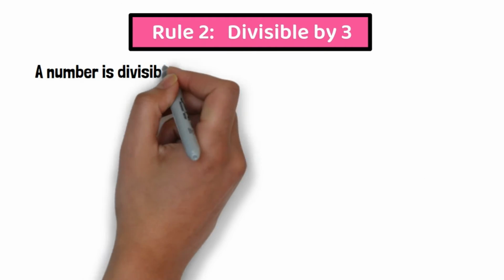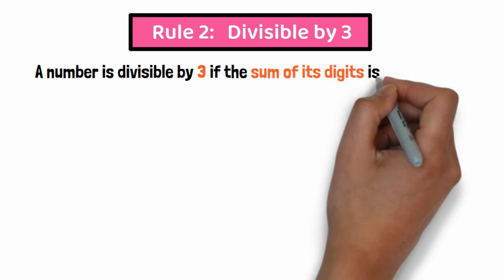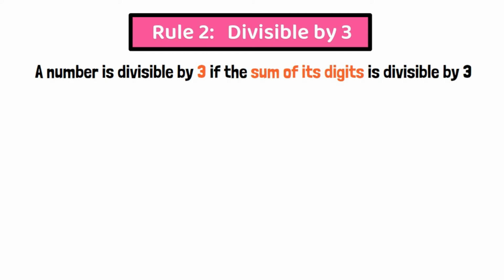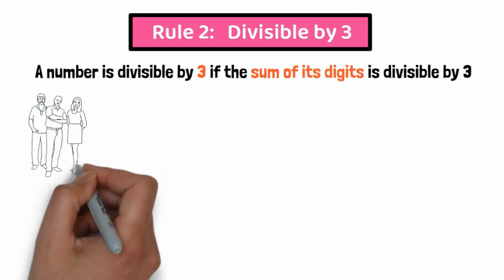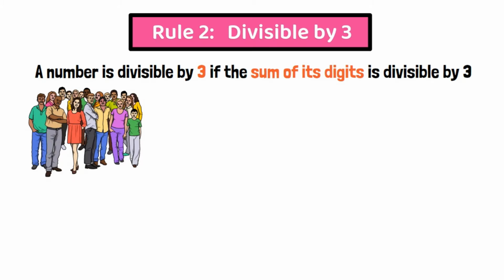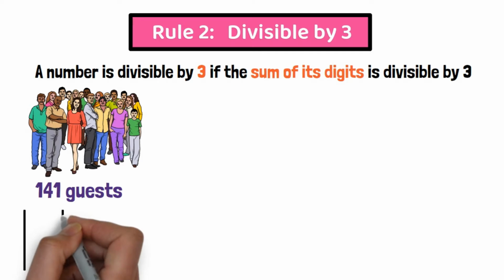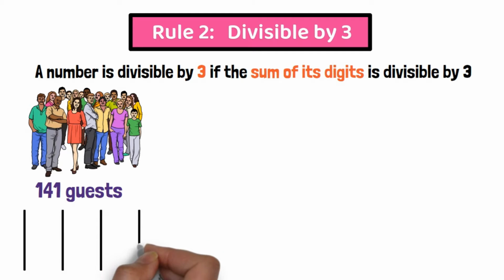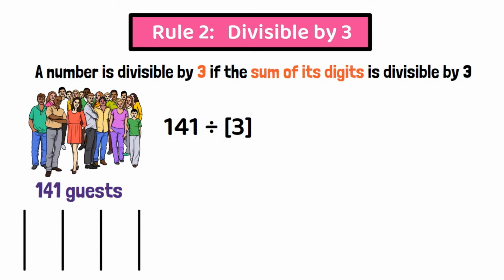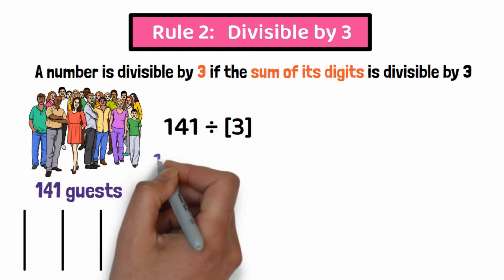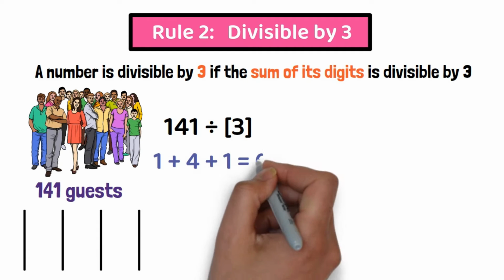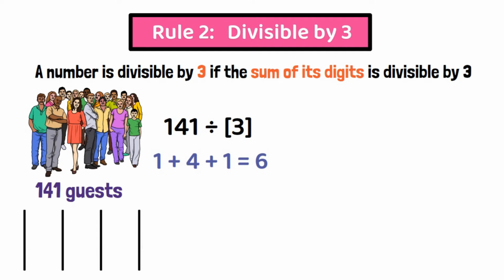Divisible by 3. A number is divisible by 3 if the sum of its digits is divisible by 3 and there are no remainders. Let's go back to my previous question. I'm having a party with 141 guests and I need to divide my guests into 3 columns in a large O and check if it is divisible by 3. So we add up these digits. That is 1 plus 4 plus 1 equals 6. 6 is in the 3 times table. So 141 is divisible by 3.